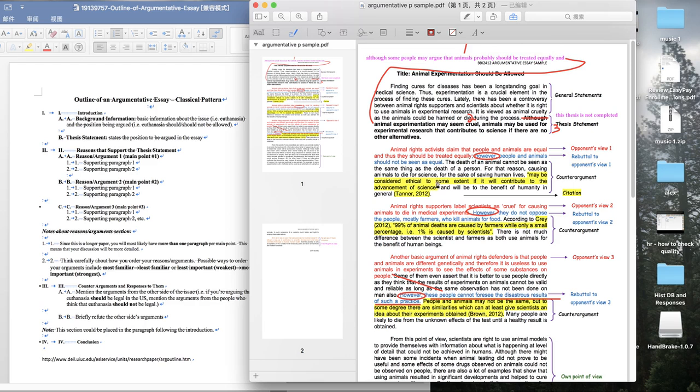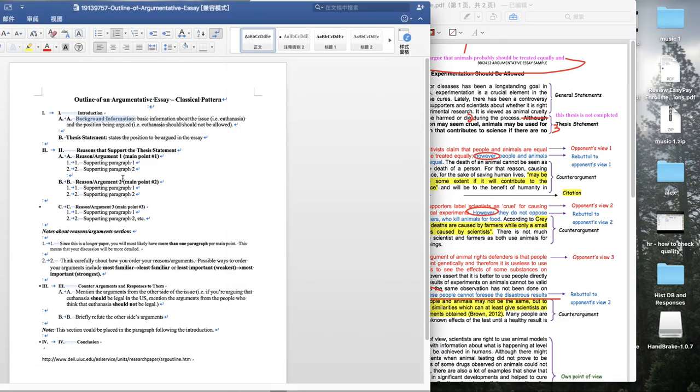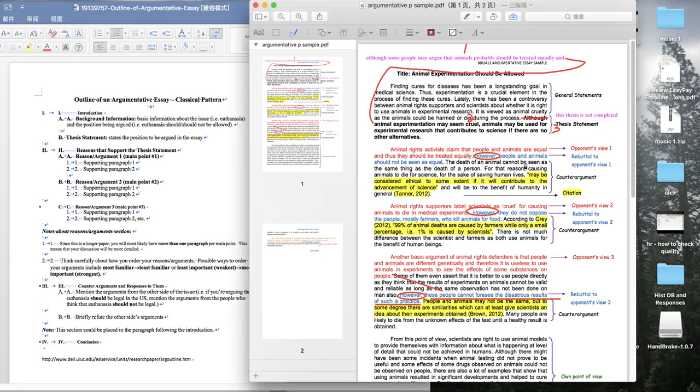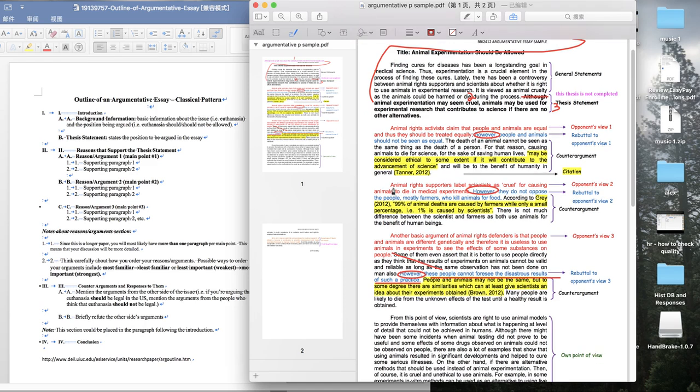And then as you read in the first body paragraph, this is your opponent's view. And this is your rebuttal to your opponent's view. This is a keyword, however. And then your evidence and your citation, your quotation to support your opinion. Your opinion is this. However, people and animals should not be seen as equal. The same here. For the second body paragraph, some other people's opinion and your rebuttal to their opinion. And then quotation, and then your analysis.